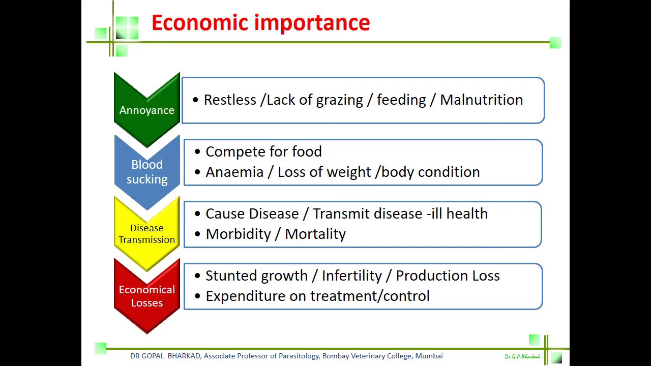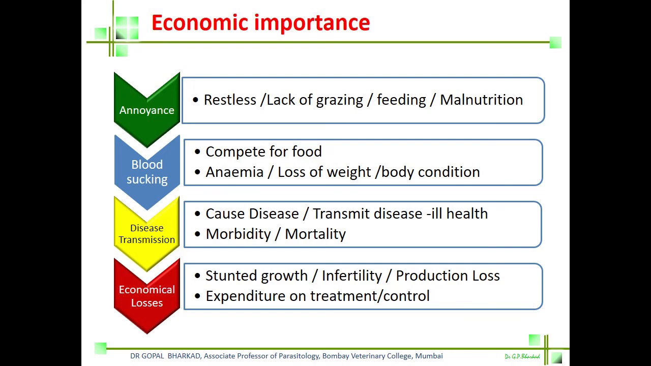As I said earlier, some of the ectoparasites act as vectors and themselves cause disease. In addition, they also transmit other diseases among animals, and even to human beings, leading to ill health in the animals. And finally, it leads to morbidity and mortality in animals.